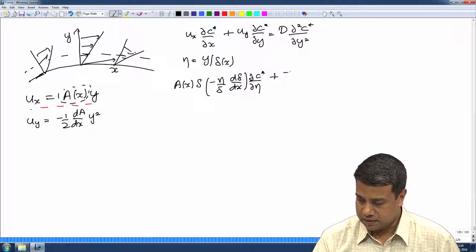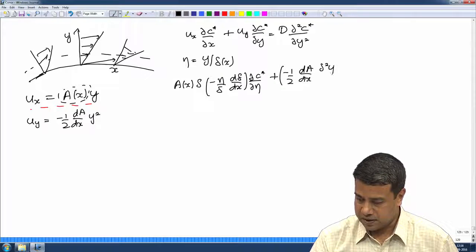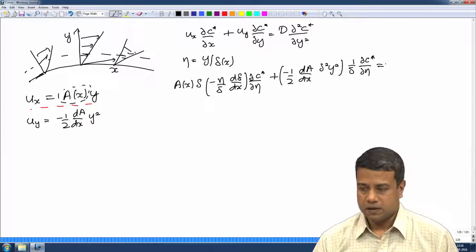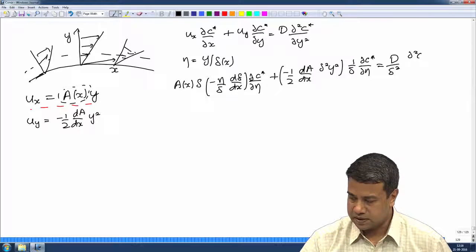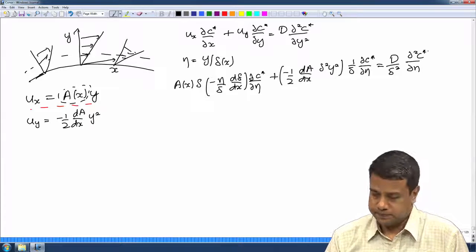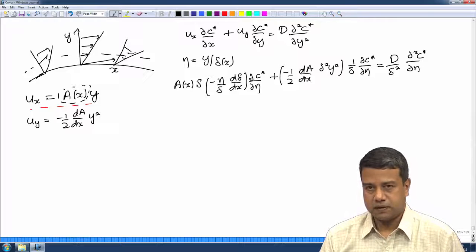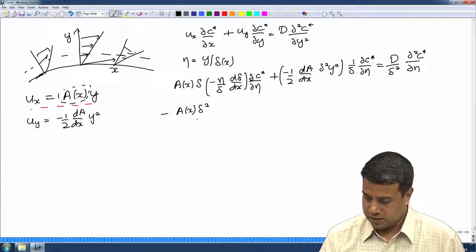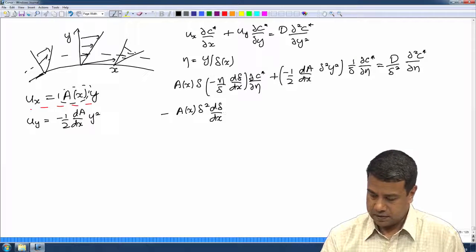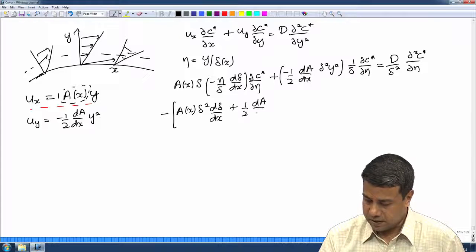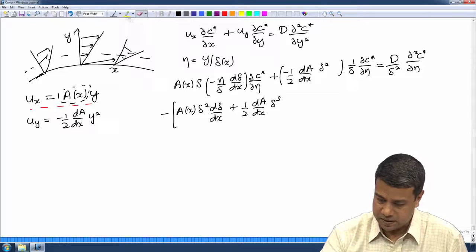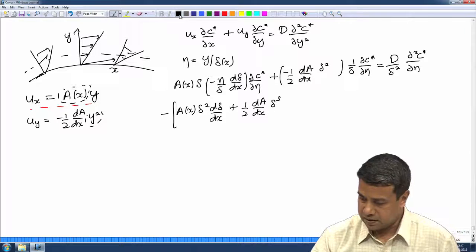The second term is uy, this is minus 1 by 2 dA by dx into delta square y square, partial c by partial y was 1 over delta partial c by partial eta, this goes as D by delta square partial square c by partial eta square. Multiply throughout by delta square by D, then I will get minus A of x delta square d delta by dx, plus 1 by 2 dA by dx delta cubed. My apologies, over here it should not be y square, it should be eta square, because the y square here has been written as eta square times delta square.